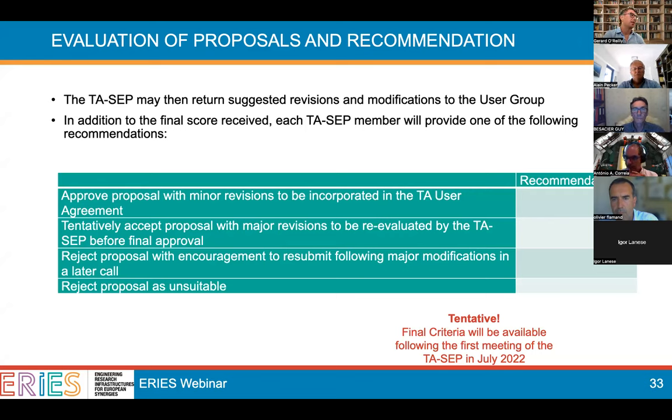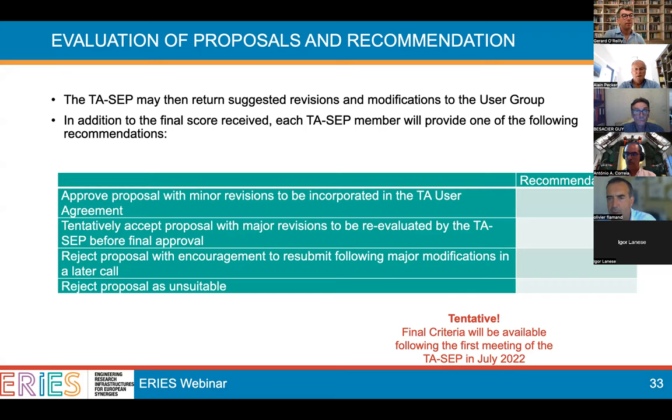So that if someone has quite a good proposal that maybe needs some minor modifications, it's essentially minor revisions. But it may be that the general idea is good, but something really needs to be revised or some major revisions need to be made. And this would be the second kind of criteria here that could be considered. So maybe some major revisions and re-evaluation could be made on the same proposal.